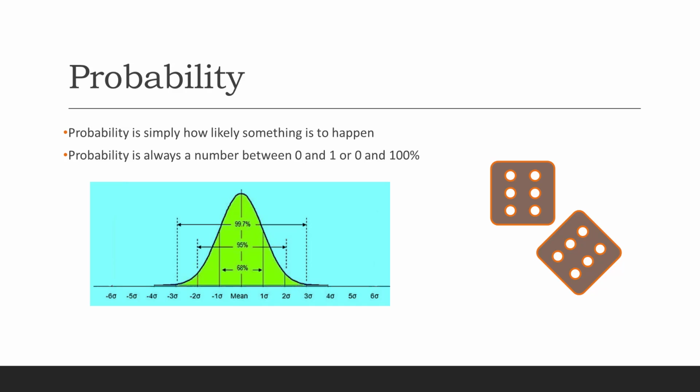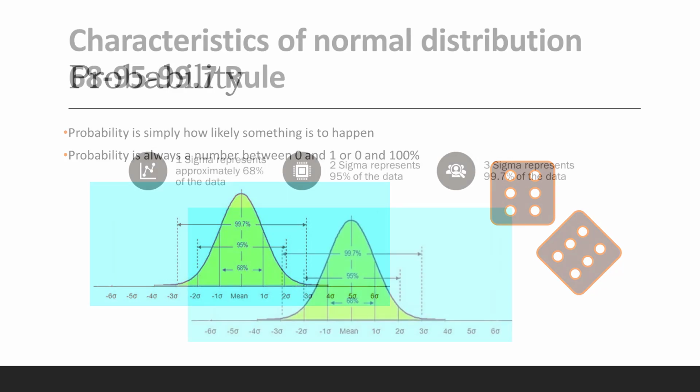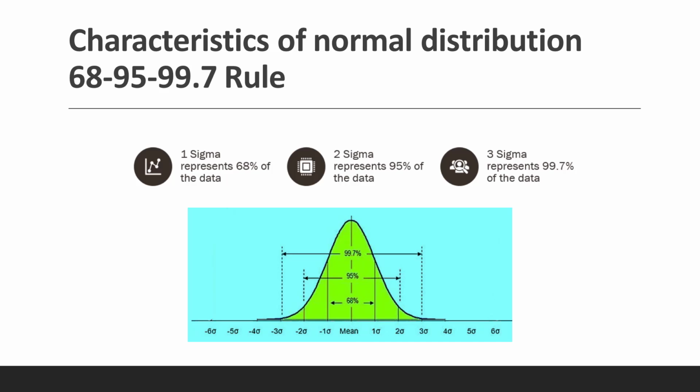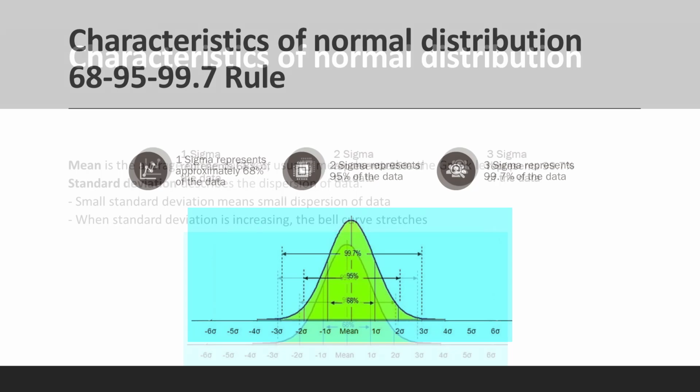So let's talk about the normal distribution. It has several interesting characteristics. For example, the rule 68-95-99.7, and it tells us that 1 sigma represents 68% of the data, 2 sigma represents 95% of data, and then 3 sigma represents 99.7% of data.